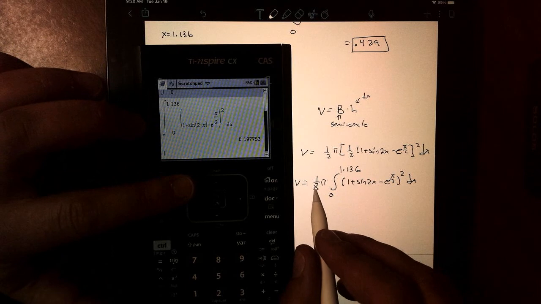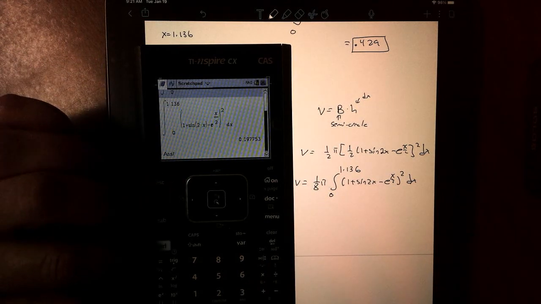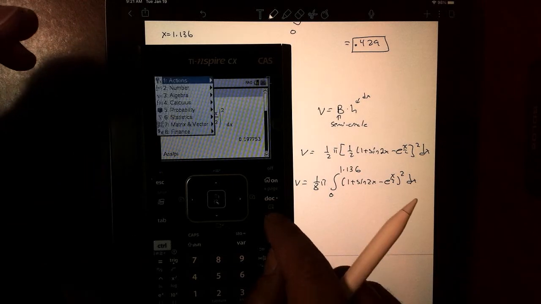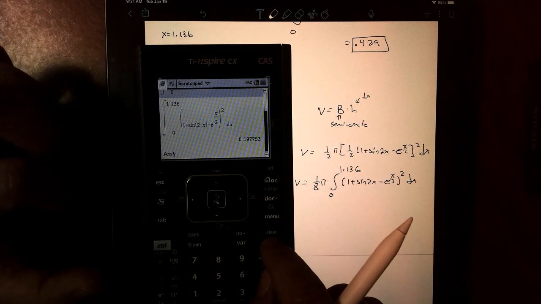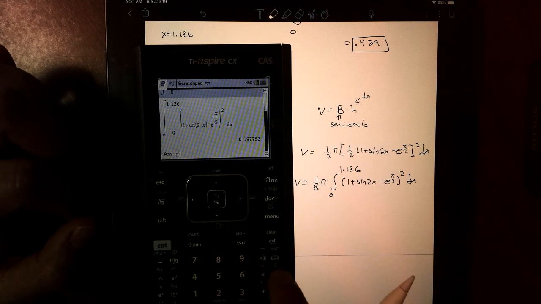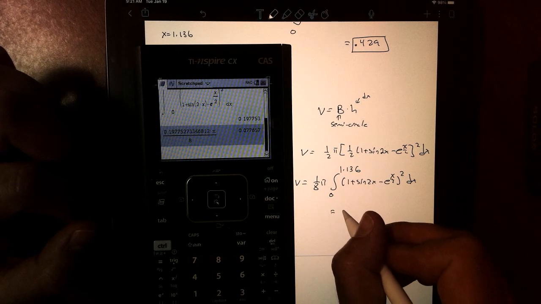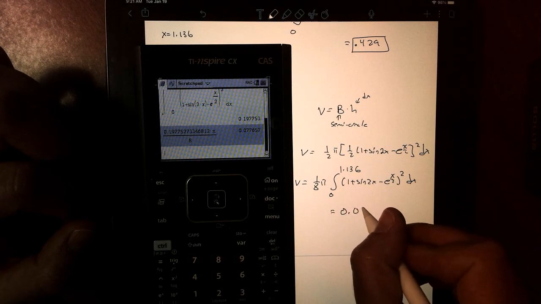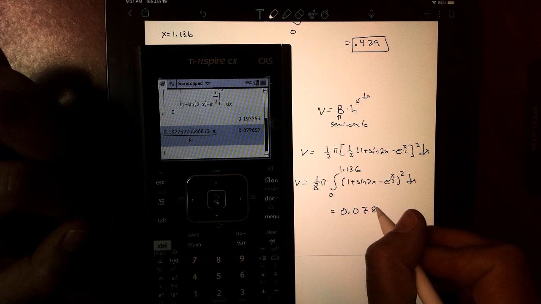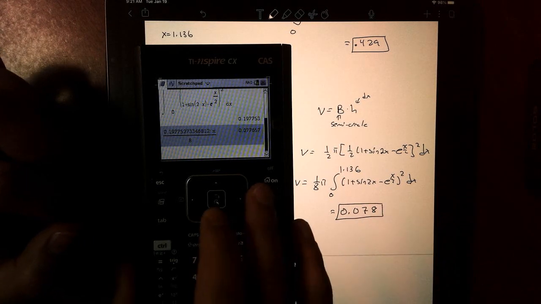Now don't forget, we're not done yet. We still have to multiply that by 1/8 pi. So now I'm going to multiply that by pi. You never know where pi is. I just type it in. That's not even multiplying. Oops, escape. Times pi. And then divide that by 8. And that's going to give us 0.078 for our volume. Not a very big volume.